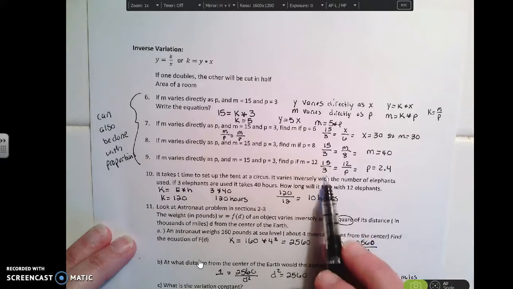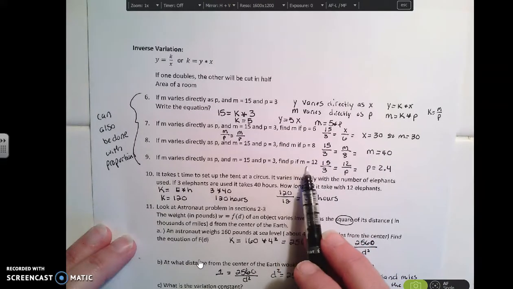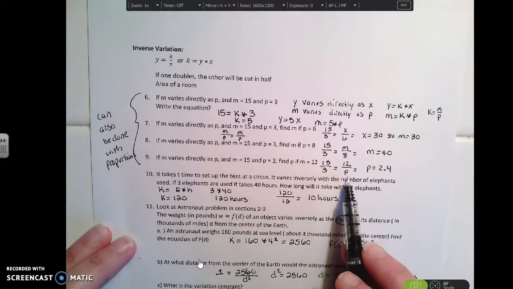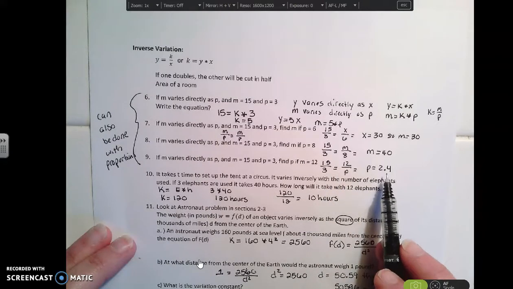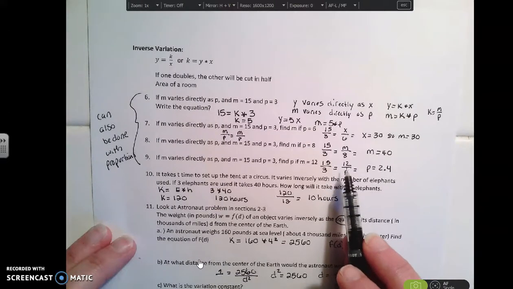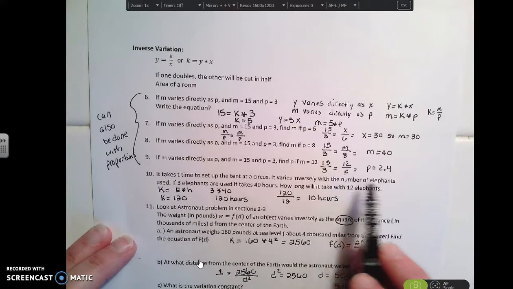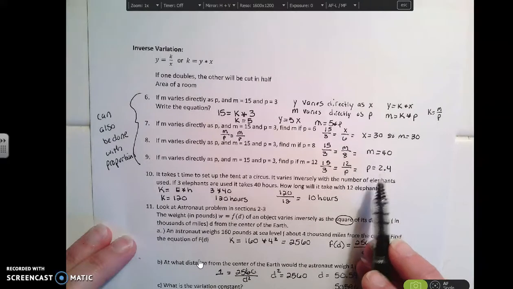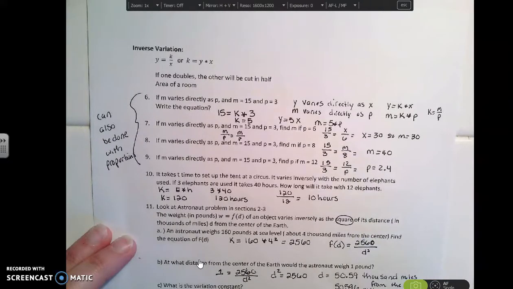So here's another example. I have 15 over 3, but this time I'm looking for p. So I have 12 over p. And when I cross multiply, I end up with p equals 2.4. So again, the value of p is always less. If I were to take 12 and divide it by 5, I would end up with 2.4. So those are all things to think about.